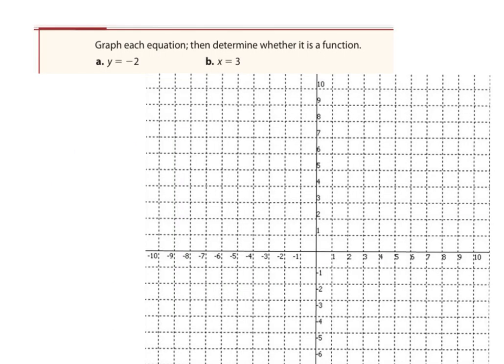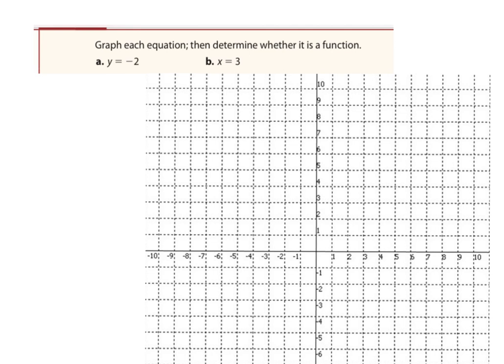Graph each equation, then determine if it is a function. These are special types of lines. All right. When you see that you are missing a variable, it is either going to be a vertical or a horizontal line. Okay? Always. And so for this, y equals -2. That means everywhere on that line, my y value is -2, no matter where I am.